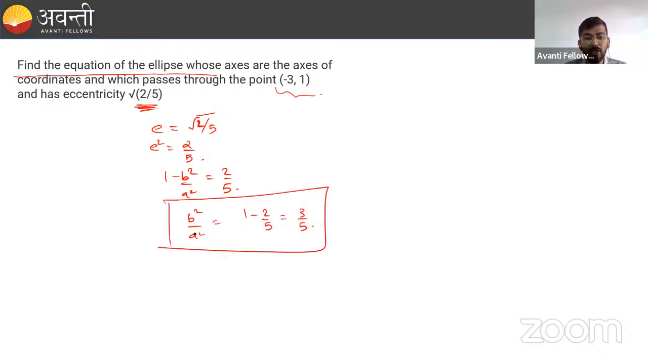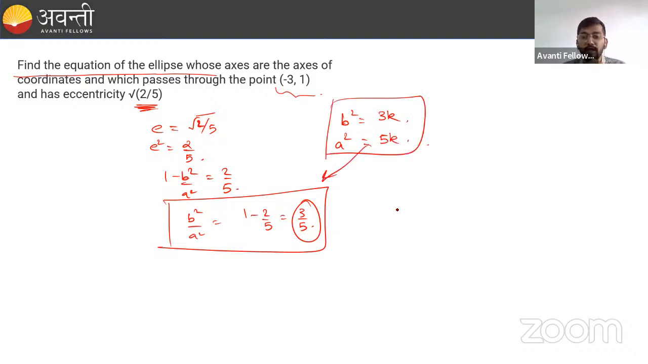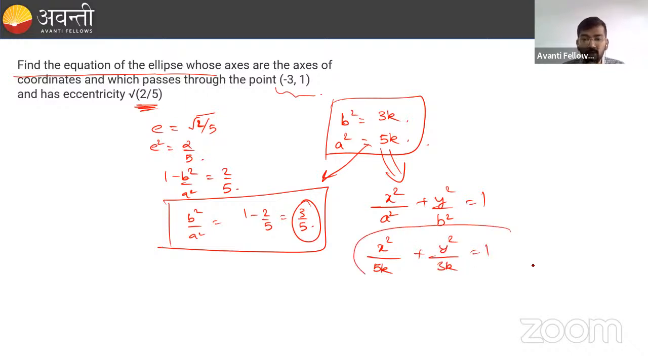Now we know that b square by a square has become 3 by 5. Let's say b square equals to 3k and a square equals to 5k. So this thing will satisfy this. Then the equation of the ellipse under this condition will become x square upon a square plus y square upon b square is equals to 1. So x square upon 5k plus y square upon 3k becomes 1. Now this ellipse is passing through the point minus 3 comma 1. So that means minus 3 comma 1 will satisfy.